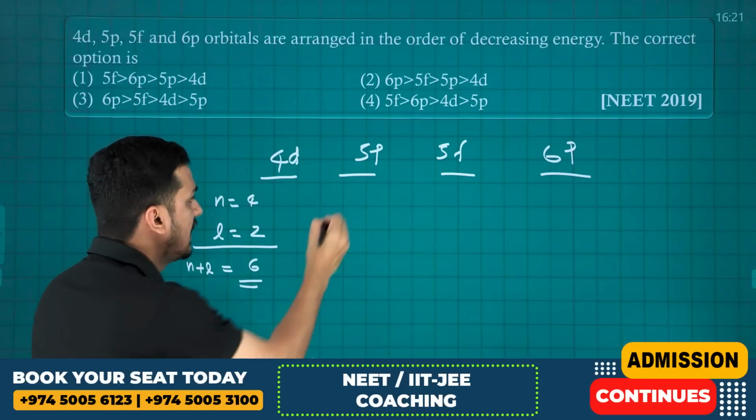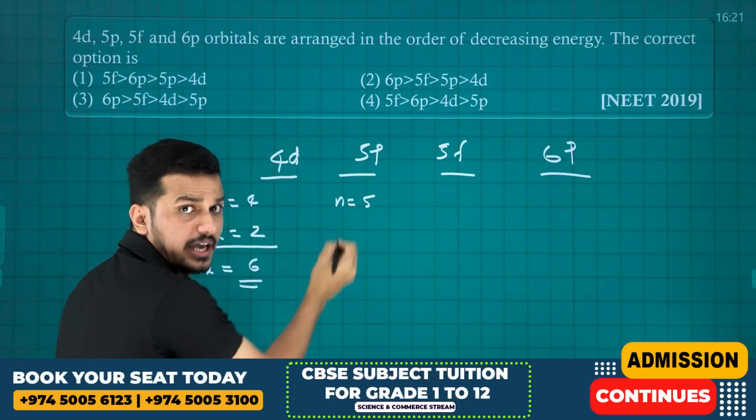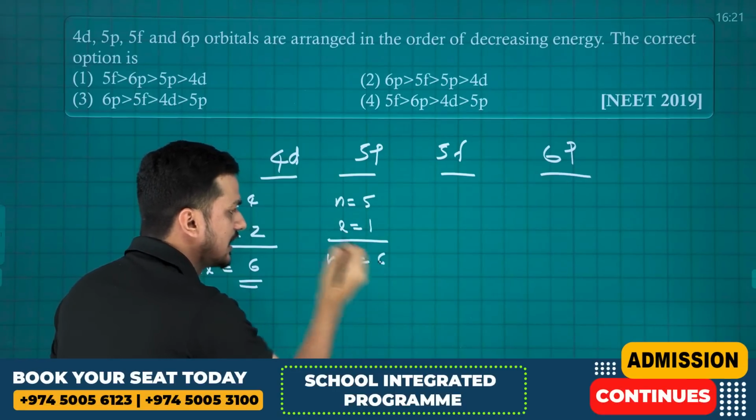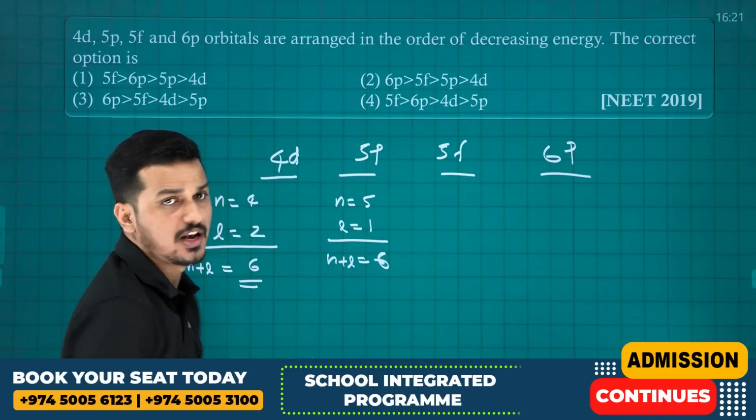What about 5P? The n value is 5. What is the L value? 1. So what is the total n plus L value? I will get 6. Here also the n plus L value is equal to 6.